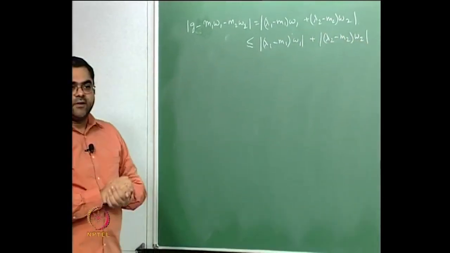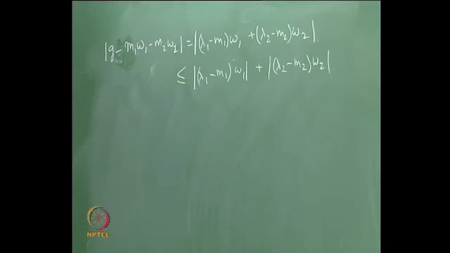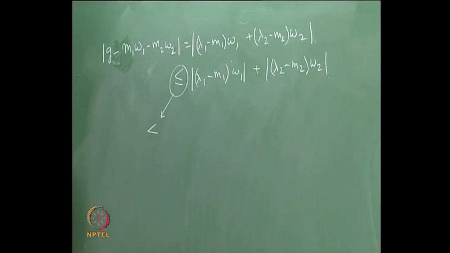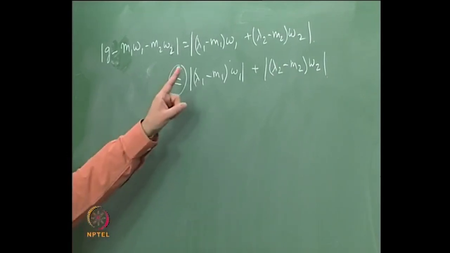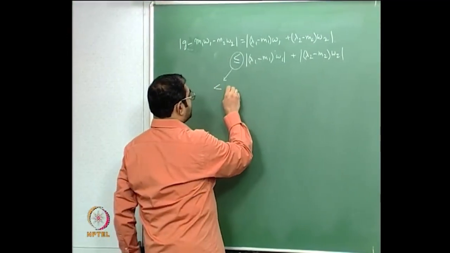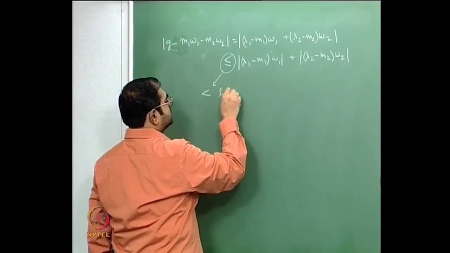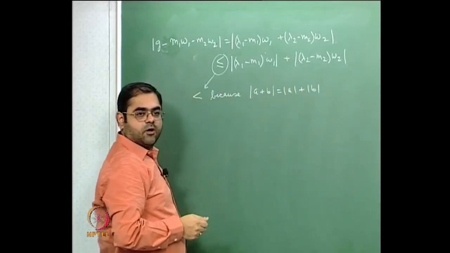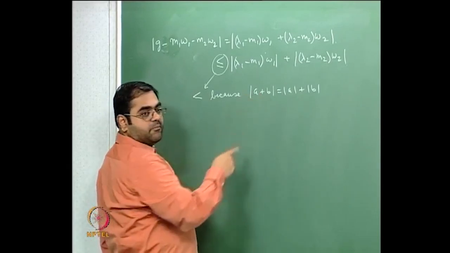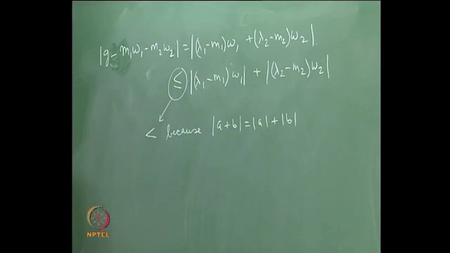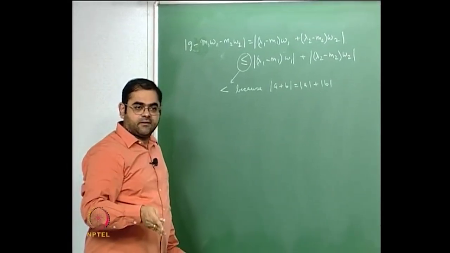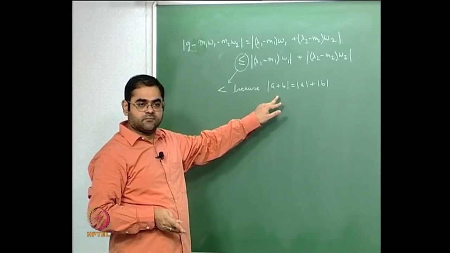I will get this by the triangle inequality, mod of a plus b is less than or equal to mod a plus mod b. What I want to say is that this is actually a strict inequality. Why is this a strict inequality? Because mod of a plus b equals mod a plus mod b, for two complex numbers a and b, occurs only when a and b are real multiples of one another. There is a collinearity condition for the three sides of a triangle that makes the triangle degenerate into a straight line, and then your triangle inequality becomes an equality. That is the only case.